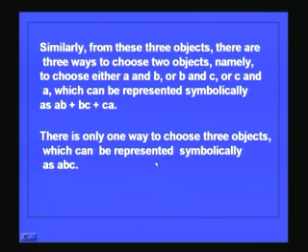Similarly, from these three objects, there are three ways to choose two objects, namely you can choose either A and B or B and C or C and A, and this can be represented symbolically as AB plus BC plus CA. And if you want to choose all the three objects, then there is only one way of doing it, and that can be symbolically represented as ABC.